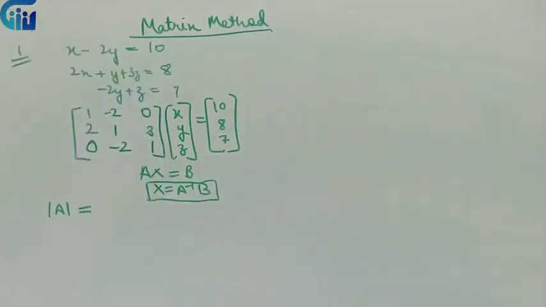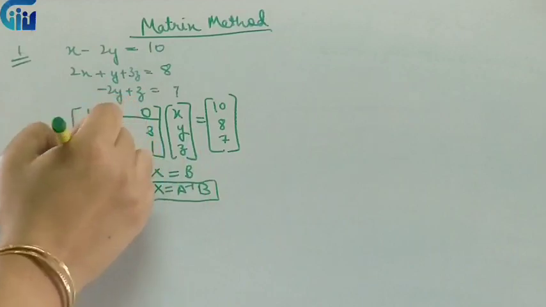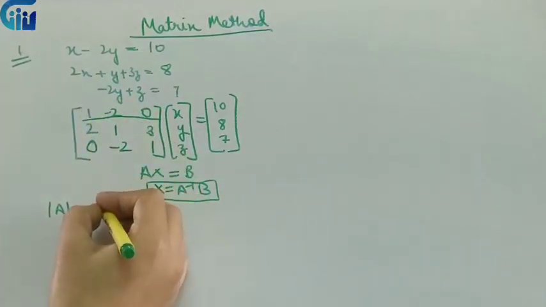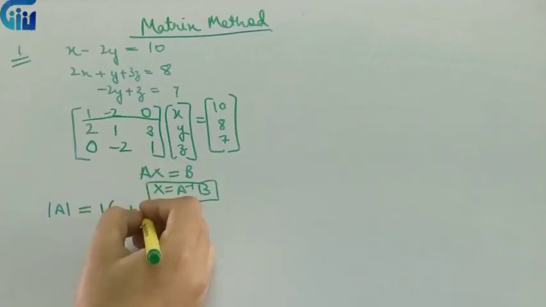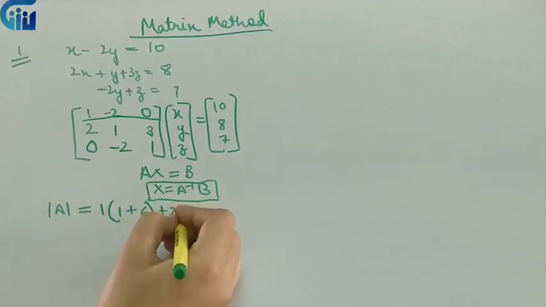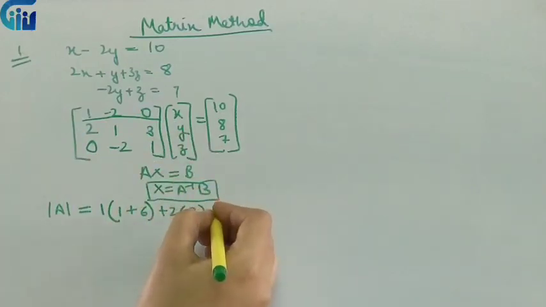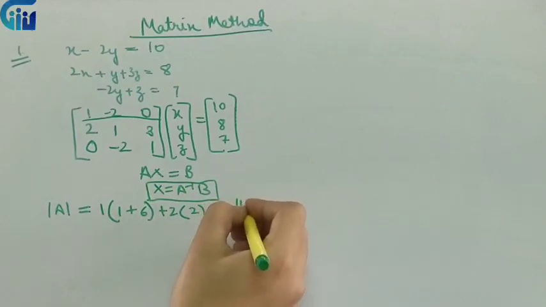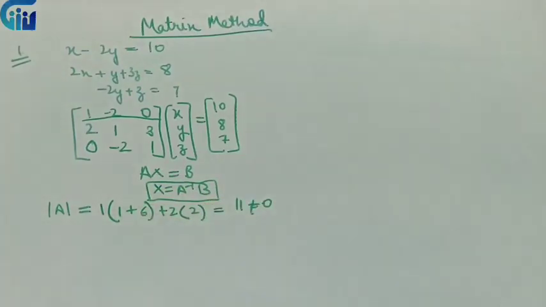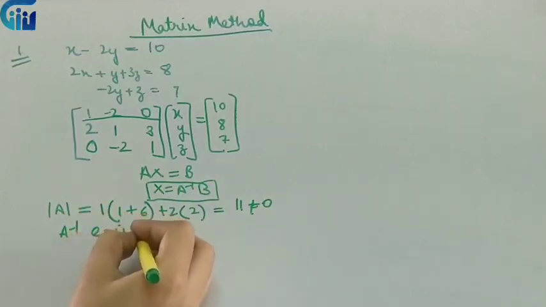How do we find the determinant of a 3 cross 3 matrix? We expand it along any row or any column. I have 0 along this particular row and column, so I can expand. So 1, cover it like this. 1 plus 3 into 2, 6. Then minus, so it will be plus 2. I will cover it like this. So 2 minus 0 will be 2. Next is 0. So 6 plus 1 is 7, 7 plus 4 is 11. So 11 is not equal to 0. Hence A inverse exists.